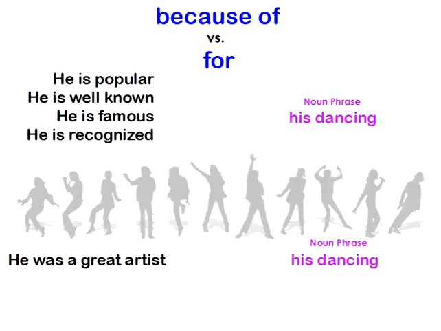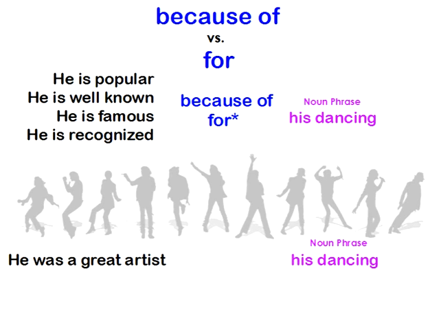Okay. Now I want to look at the differences between two similar ways to describe why. For example, because of and for, okay? If I look at a sentence like this, he is popular, I can say he is popular because of his dancing, or I can say he is popular for his dancing. And there's no difference between using because of and for to describe why.